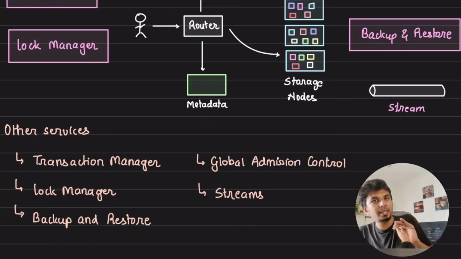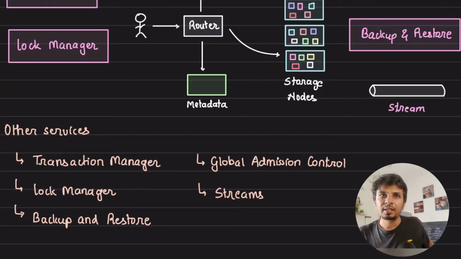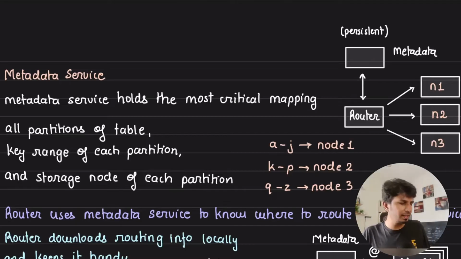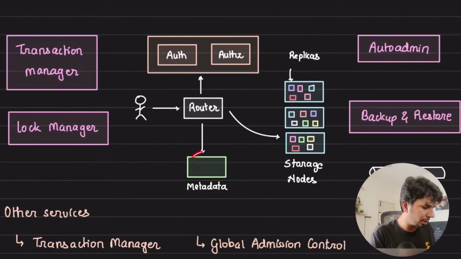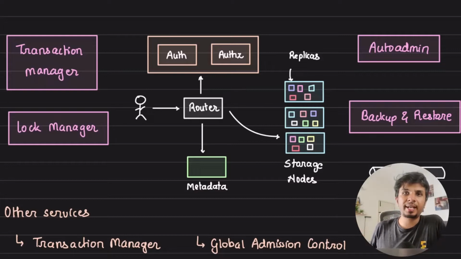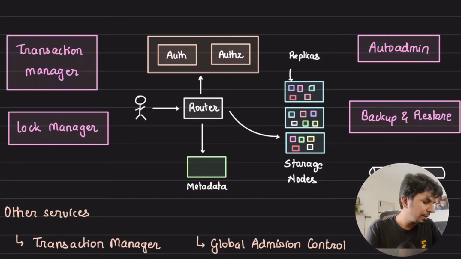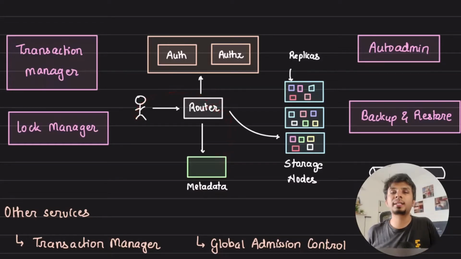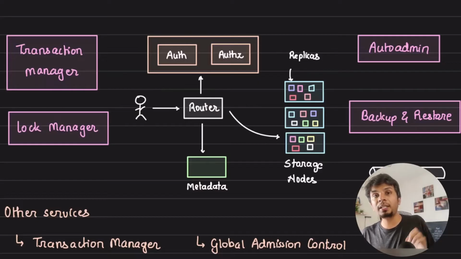Now let's go deeper into the implementation of each one of them. We'll start with the first one. This is a huge one. Metadata service. Metadata service was this component. Metadata service is one of the most important services in DynamoDB. What happens is the request coming from the user goes to the router. Router consults metadata to understand, hey, where do I need to forward the request to?